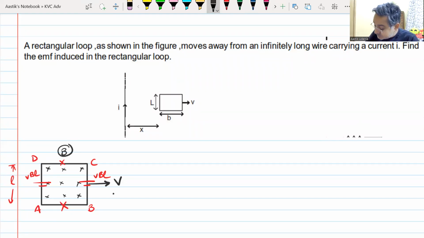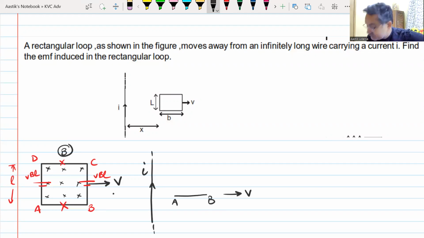Let us say that this is your infinite wire carrying current I, and this is the wire AB. And the wire AB moves like this. And I ask you, what is the EMF induced across this wire AB? What will your answer be in this case? The wire is like this and I'm moving it like this. What will be the answer? 0, sir.